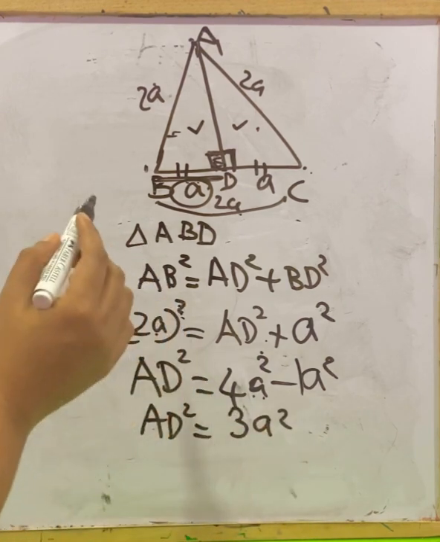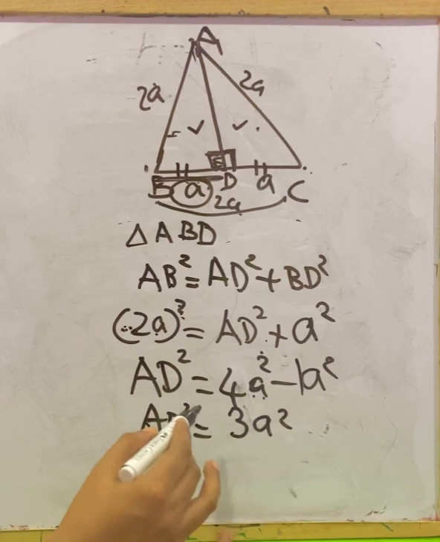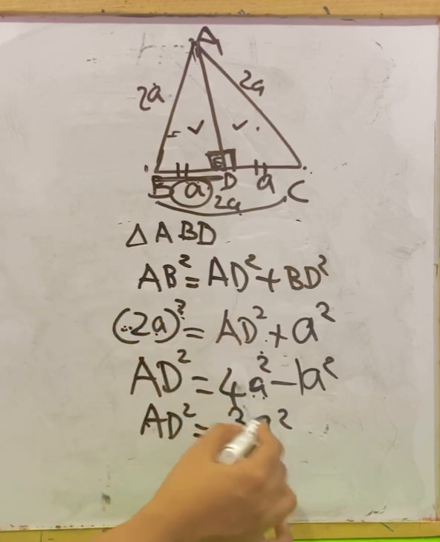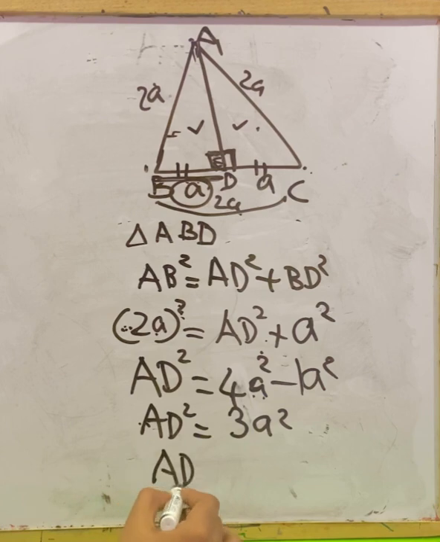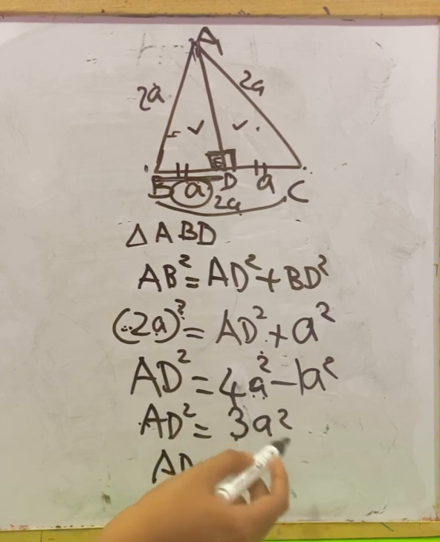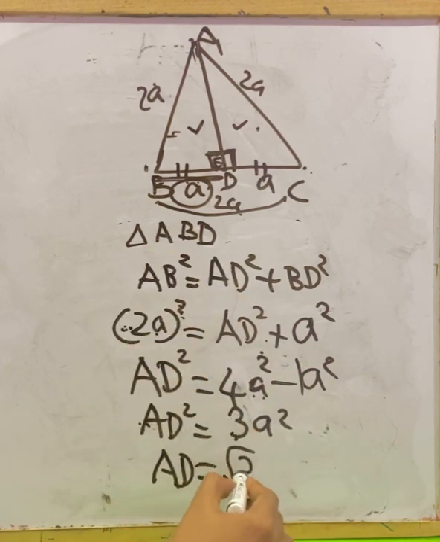Now we have to find AD, not AD square. So taking square root on both sides, AD square becomes AD. Here 3, taking square root, becomes square root 3.